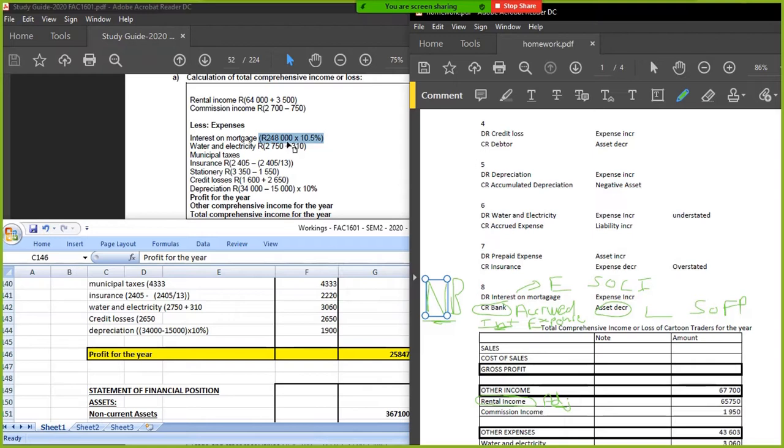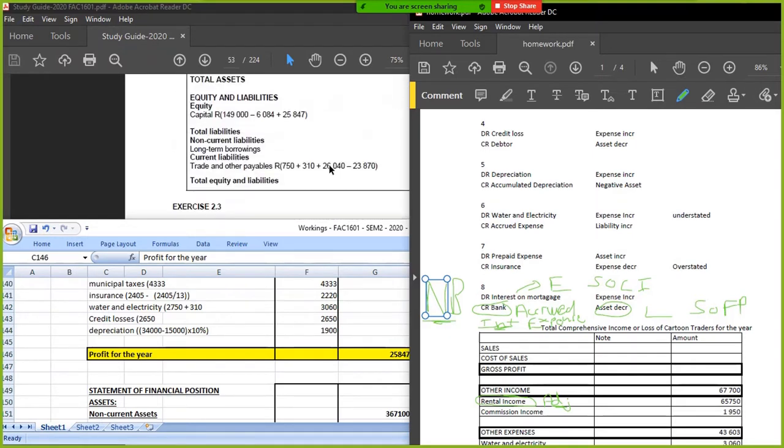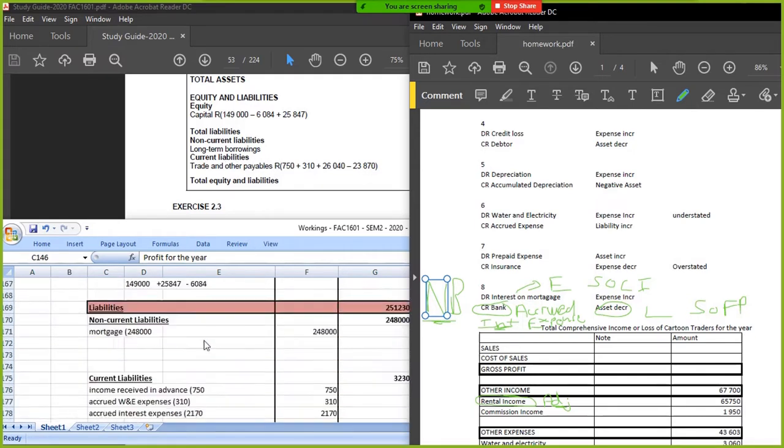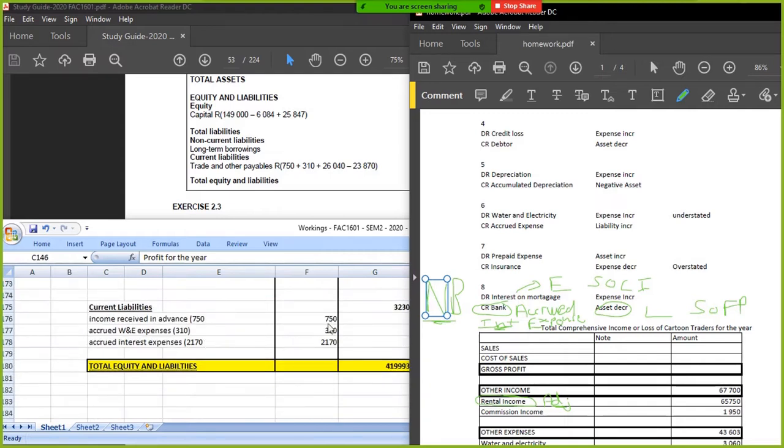So they would have disclosed it here in the statement of comprehensive income, and then further down. Did they have it here? Yes, they did. Here, it's part of the calculation for trade and other payables. They've just grouped it as one. If I go to my trade and other payables at the bottom, there's my 750, there's the 310. There's the accrued interest expense. Notice they've done the subtraction. Slightly different working, same answer.